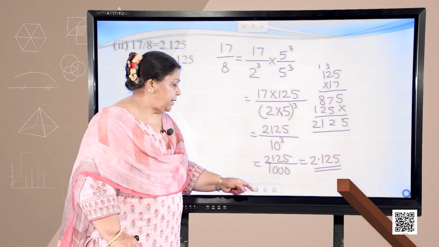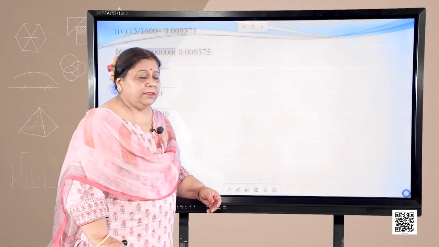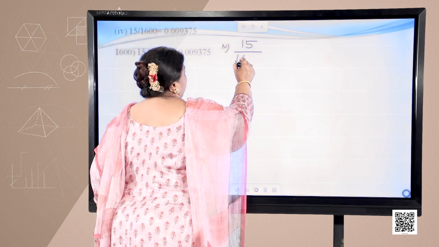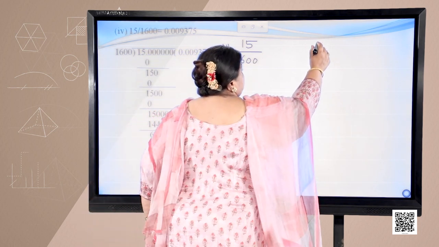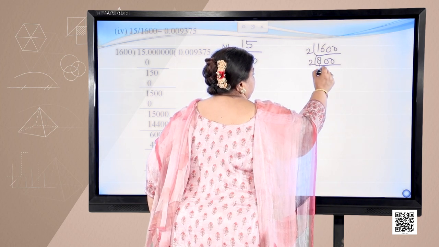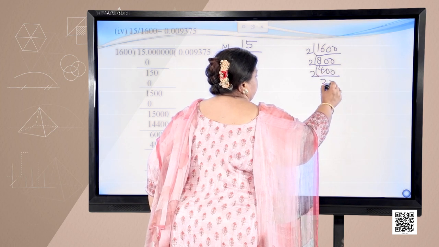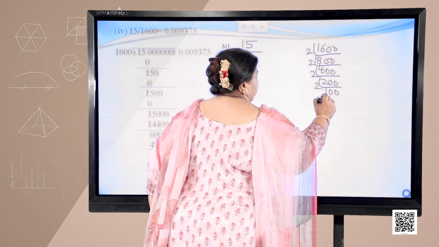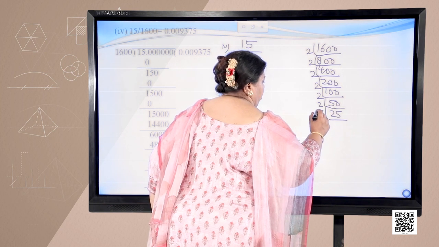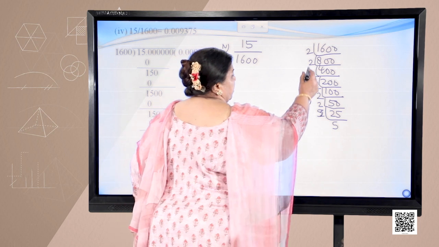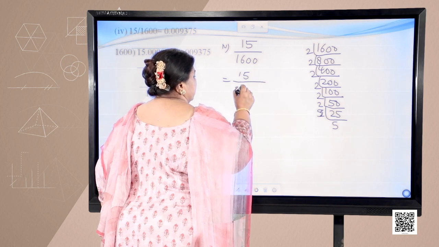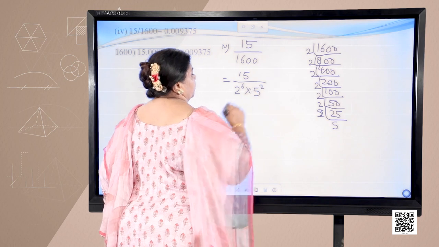Now, let us go to the next part. We have 15 divided by 1600. Now, 1600, let us find factors. We have to find all the prime factors. We get 1, 2, 3, 4, 5, 6. So, it is 2 power 6 into 5 power 2.